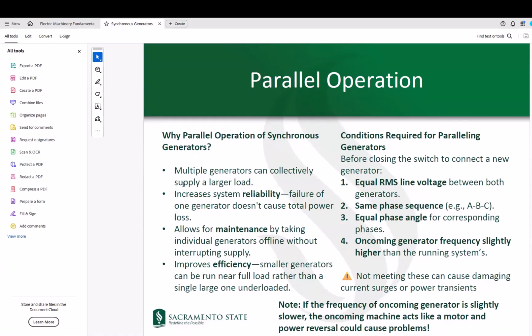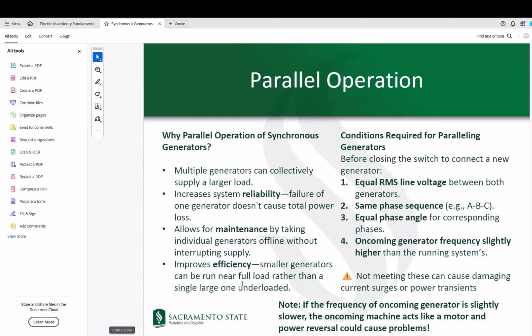So why parallel operation? Because multiple generators can collectively supply a larger load. It will increase the system reliability because failure of one generator will not cause the total power loss in the system anymore. It will allow for maintenance by taking individual generators offline without interrupting the supply. So you can take one generator out and put another generator in for maintenance purposes.